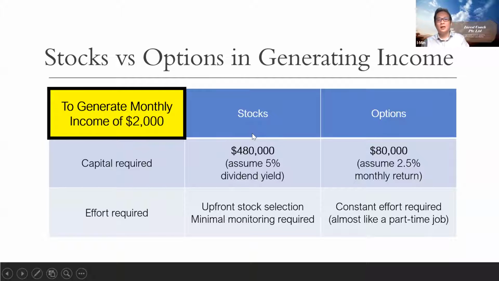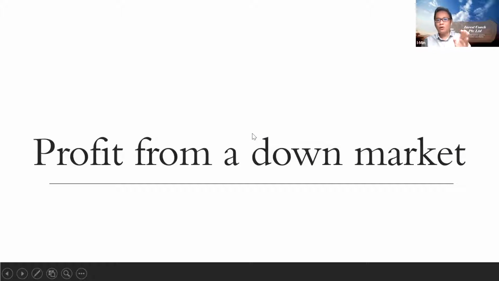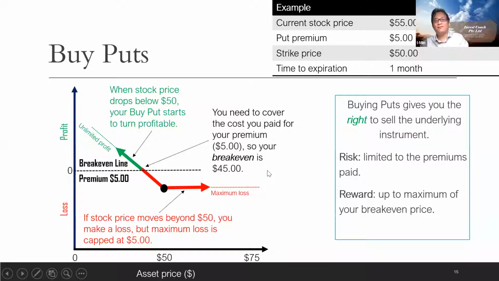Since now you know why options are better able to generate regular income, I just want to talk about some other features whereby maybe it's better to use options compared to stocks. For example, with options, you can also profit from a down market. I think this is quite obvious. If you think the stock price is likely to go down, you can buy puts. If you buy puts, then of course, when the price goes down, you make money.